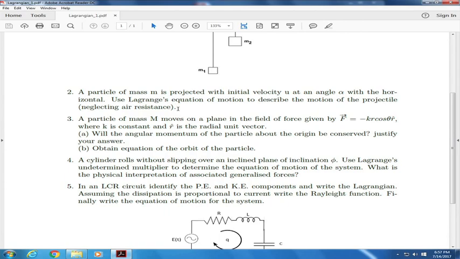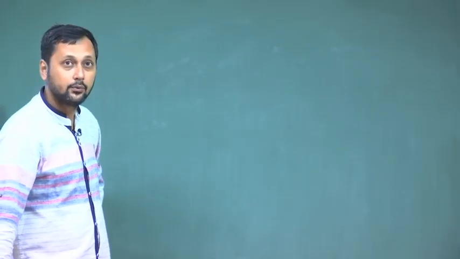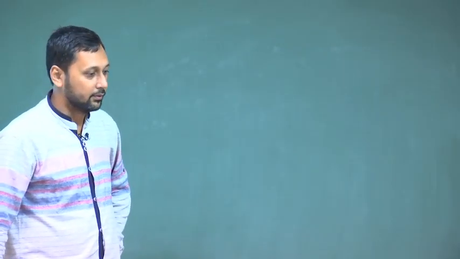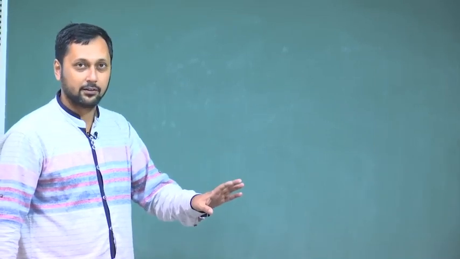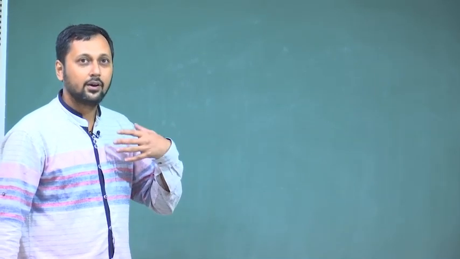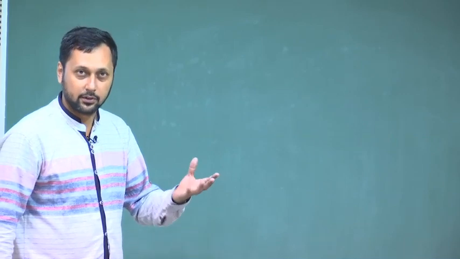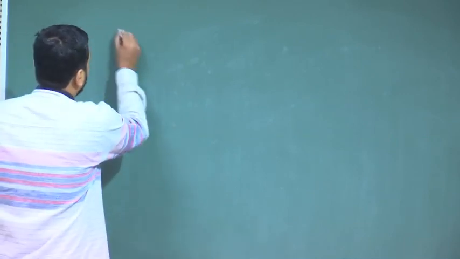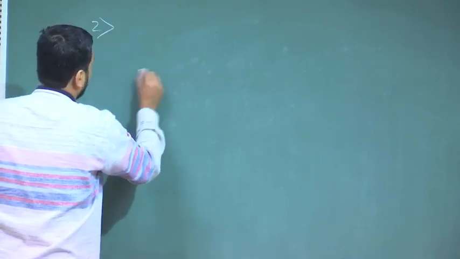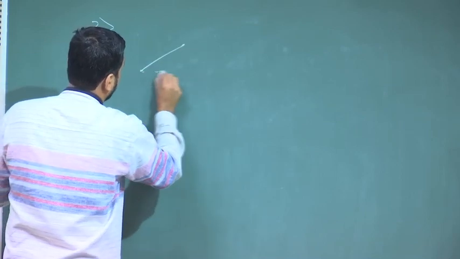Now, we have finished D'Alembert's principle and Lagrange's equation of first kind. Now, it is the Euler-Lagrange equation or Lagrange's equation of second kind. So, a projectile which is fired from ground.